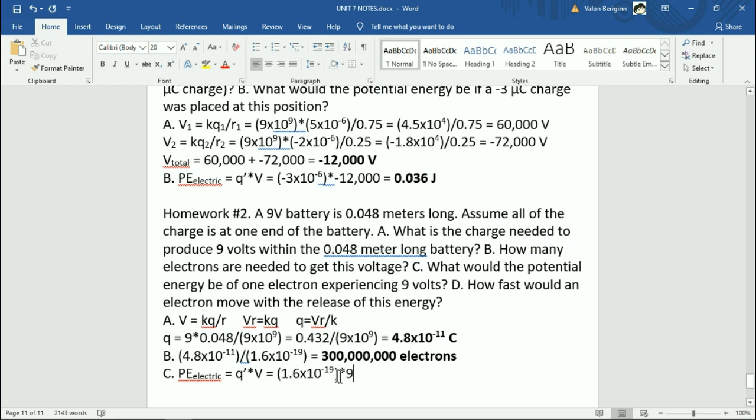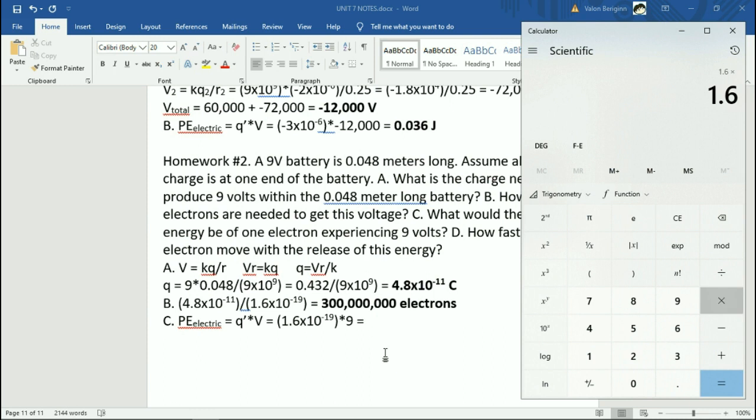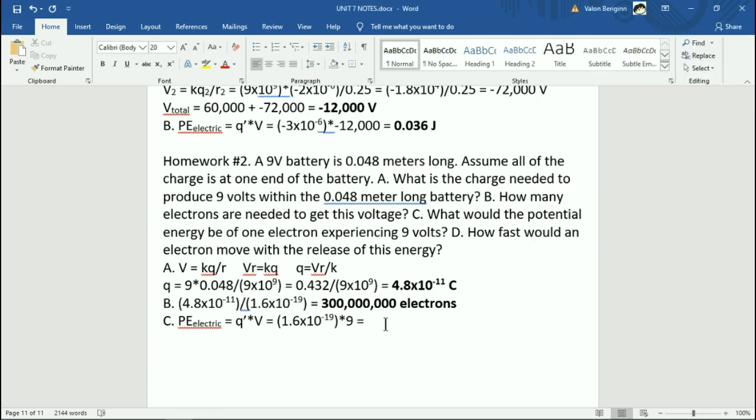Times 9. Now again, you might think, wait a minute, this is a negative number. Yes, but remember what I said about how when you get an energy number, you should always have it be positive, because negative joules doesn't really mean anything. So you don't need to worry about it. What's 1.6 times 9? 14.4. So this becomes 1.44 times 10 to the negative 18 joules. That's your energy there.